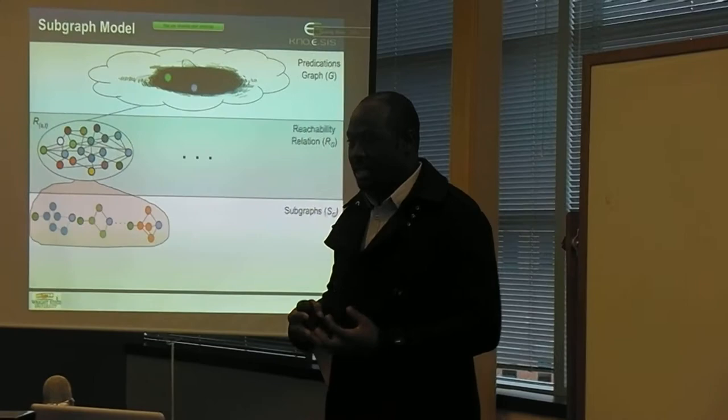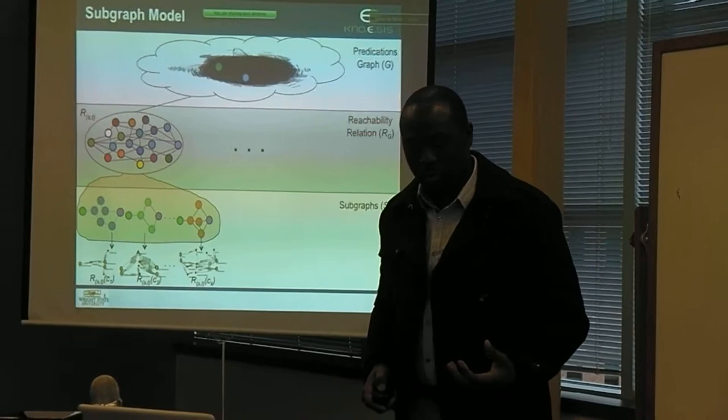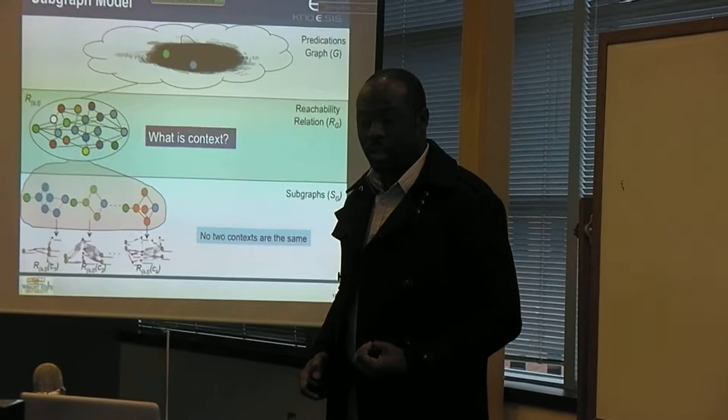such that each of the subgraphs contains a distinct dimension or a distinct context, like I said, one on blood viscosity, one on platelet aggregation, and so forth. You'd like to do this such that no two subgraphs have the same context. The challenge, of course, is how do you define context to be able to do this?